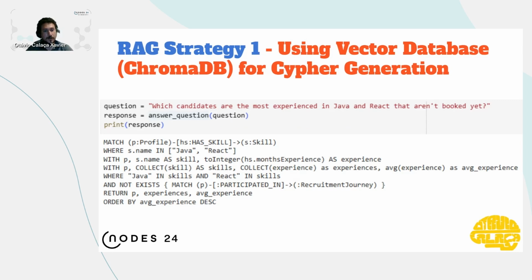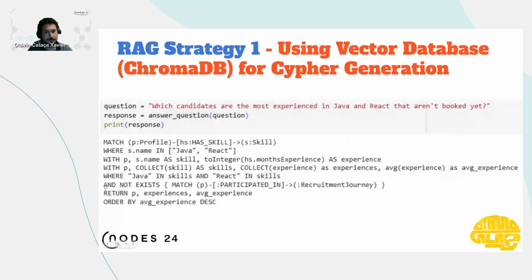So what we can do with that? I can ask directly to the LLM, like which candidates are the most experienced in Java and React that aren't booked yet, and ask to the LLM. It will return a Cypher query based on the examples I provided, and also based on the schema I also provided. So you can see in this example, it wasn't able to get exactly what I asked.